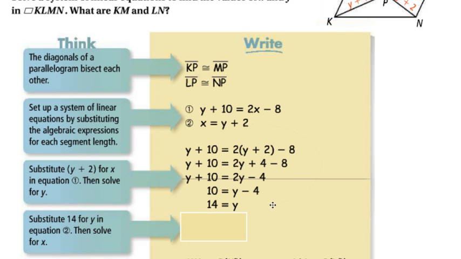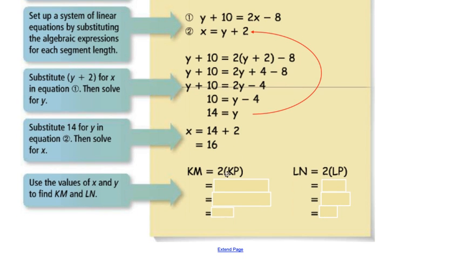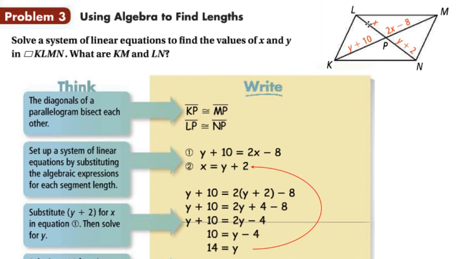Well, once you've solved for y, equation 2 tells us how to find what x is equal to. Equation 2 says x is equal to y plus 2, and if y is 14, that tells us that x has to be 16. Alright, so our last step here is to go ahead and figure out what the lengths of those two diagonals are. And if you look back up at the picture, diagonal KM is twice the length of KP. So if we can find KP, the whole thing is just double that. And likewise for LN, it's just double LP.